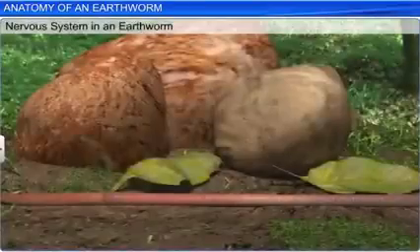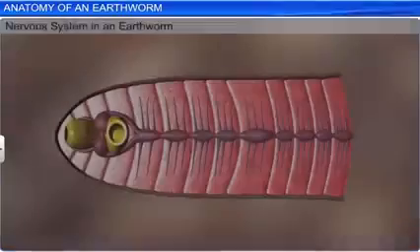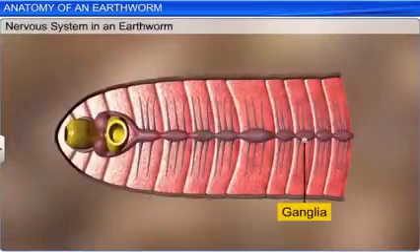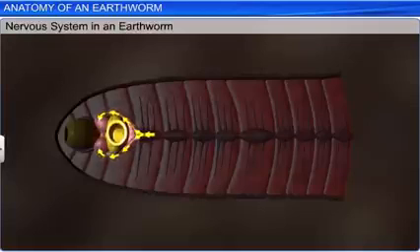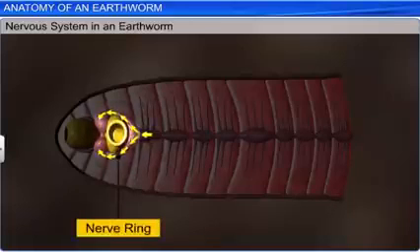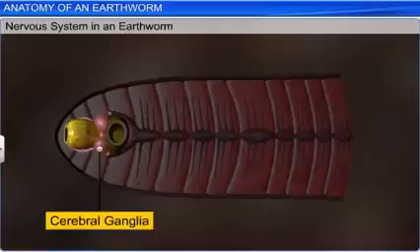The anatomical study also includes the nervous system, which consists of ganglia that are connected to a double ventral nerve cord. At the anterior end, in the 3rd and 4th segments, the nerve cord bifurcates, encircles the pharynx, and joins the cerebral ganglia to form a nerve ring. The cerebral ganglia, along with the other nerves in the ring, integrate sensory input as well as control the muscular responses of the body.